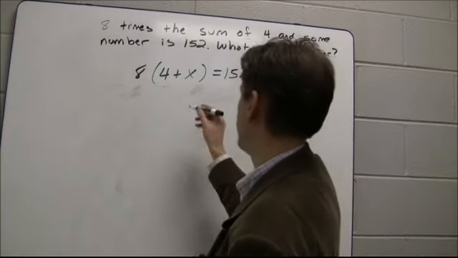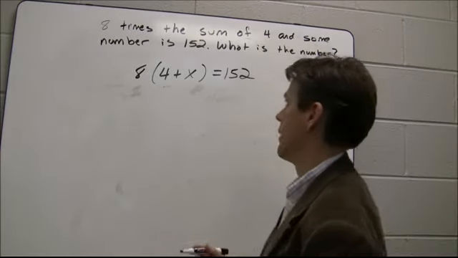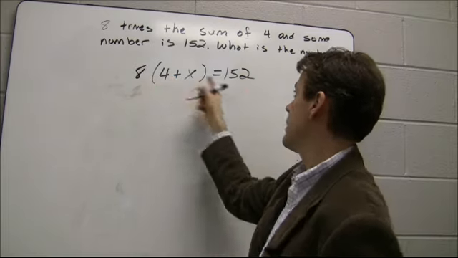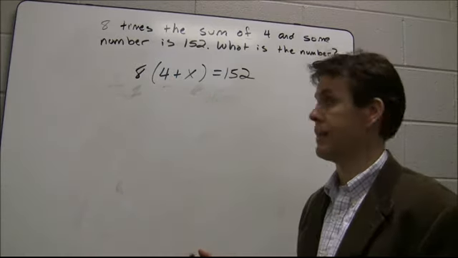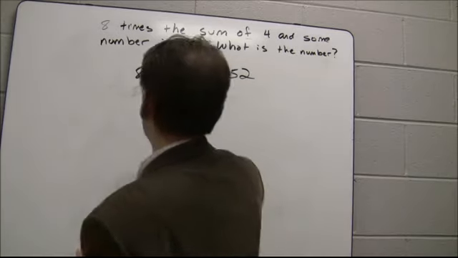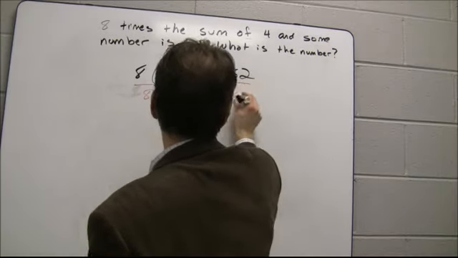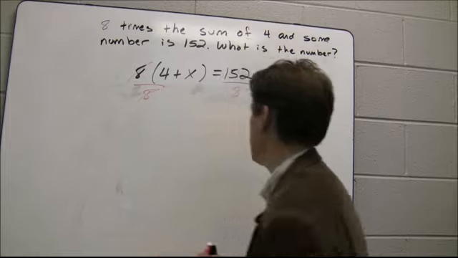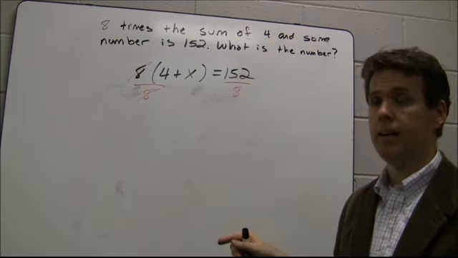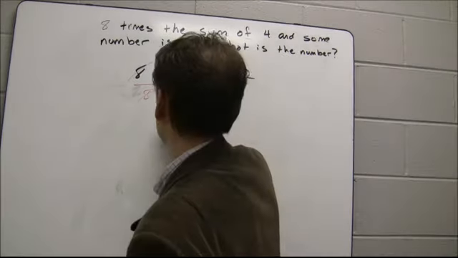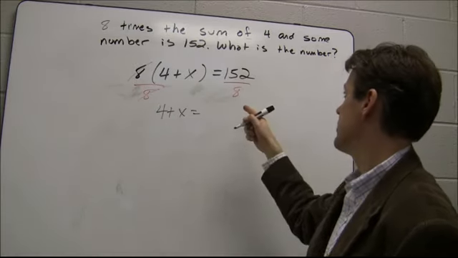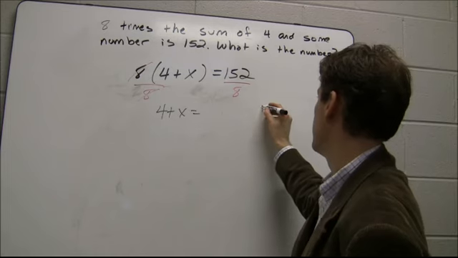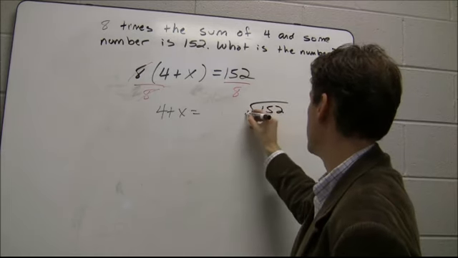So how do I solve for x? A couple different ways. We could distribute the 8 through first, or we can go ahead and divide through both sides by 8. I'll go ahead and do that. So divide both sides by an 8. So what am I left with on the left side? I'm just left with 4 plus x equals. And now we're going to do 8 divided into 152.